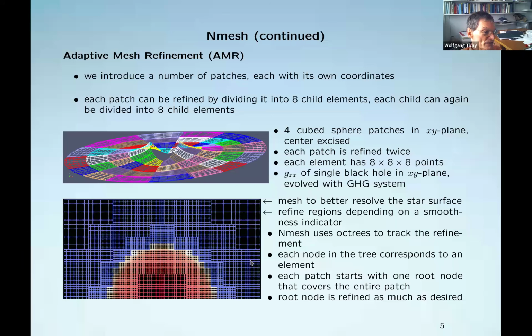And technically how this works is that Nmesh uses some sort of oct tree to track the refinement. And each leaf node in this oct tree corresponds to an element. And each patch then starts with one root node, and that then covers the entire patch. And then this root node or this root element can be refined as much as possible.